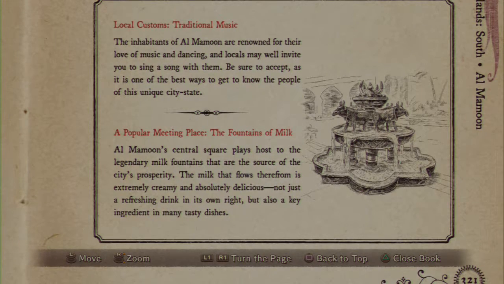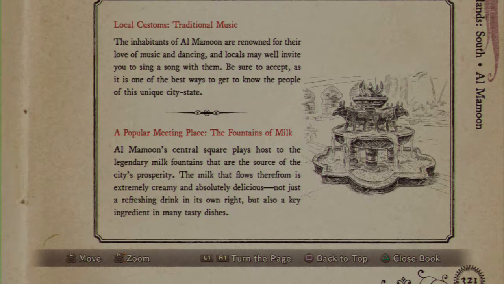The Fountains of Milk, rather. Mamoon Central Square plays host to the legendary milk fountains that are the source of the city's prosperity. The milk that flows therefrom is extremely creamy and absolutely delicious. Not just a refreshing drink in its own right, but it's also a key ingredient to many tasty dishes.